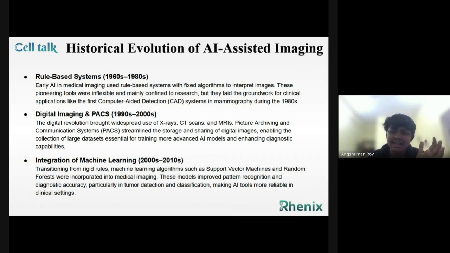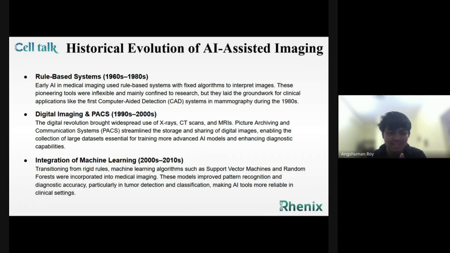In the 1990s and 2000s, we saw a revolution in digital imaging, and mainly the advent of PACS, the picture archiving and communication system. This digital revolution introduced widespread use of X-rays, CT scans, and MRIs, streamlining the storage and sharing of digital images. PACS enabled the collection of large datasets essential for training more advanced AI models, thereby enhancing diagnostic capabilities.